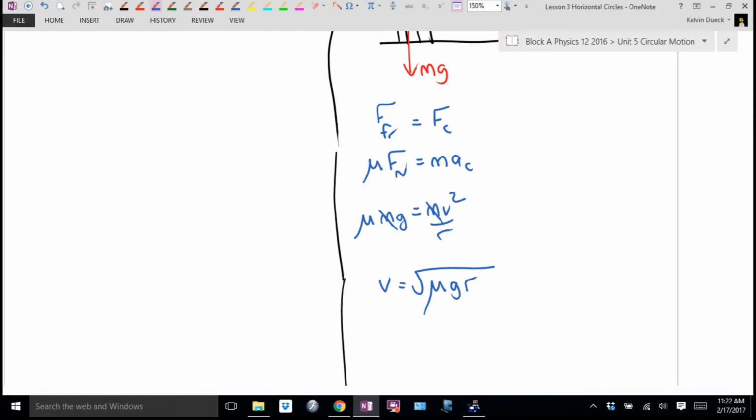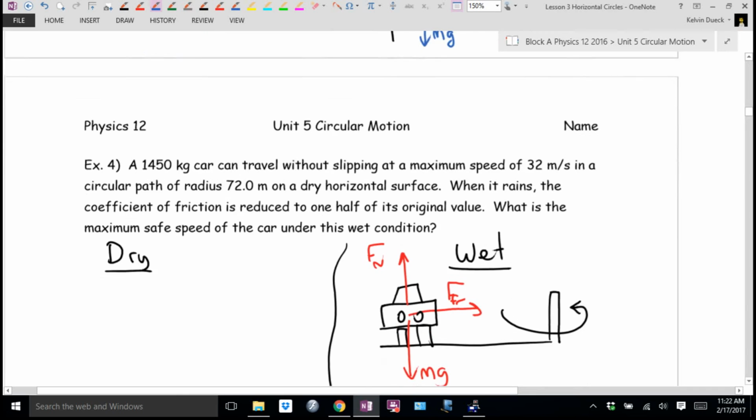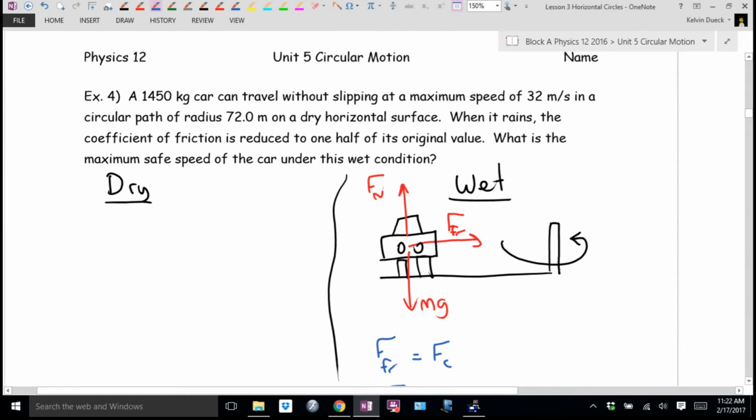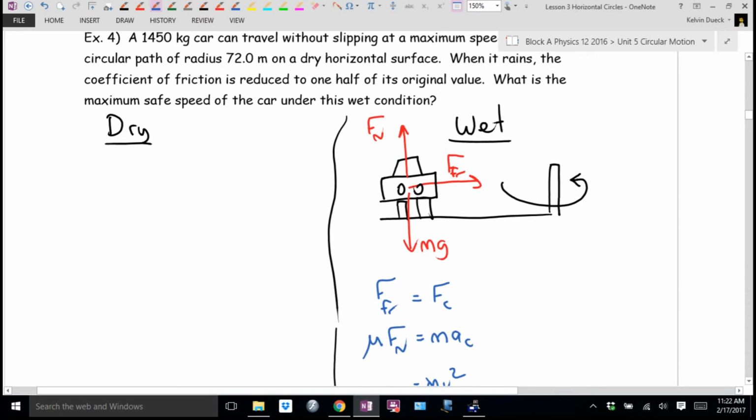Do I know r? 72. Do I know mu, the coefficient of friction? All I know is that it's half. Is it half or 1/4? Half of its original value. I guess now we better go walking over to the dry side.